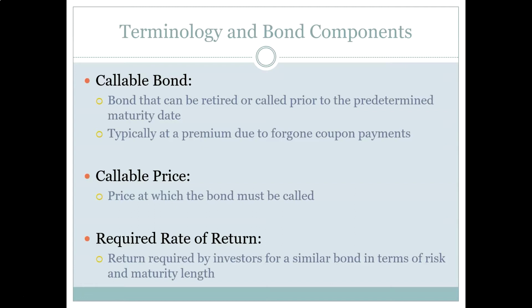The required rate of return is the return required by investors for a similar bond in terms of risk and maturity. So this is the rate that investors would demand that a company pay if they issued a new bond today. This is not the same thing as the coupon rate, which is the rate that the company agreed to pay whenever the bond was originally issued. Now, on the day of the bond's issuance, the required return is the coupon rate, because that's the rate that investors require in order to buy the bond. So that's the rate the company sets the contract to be.